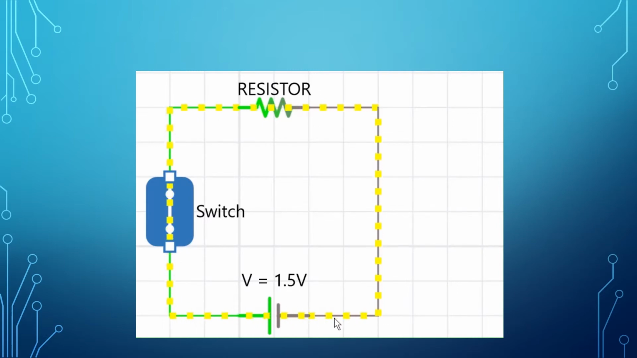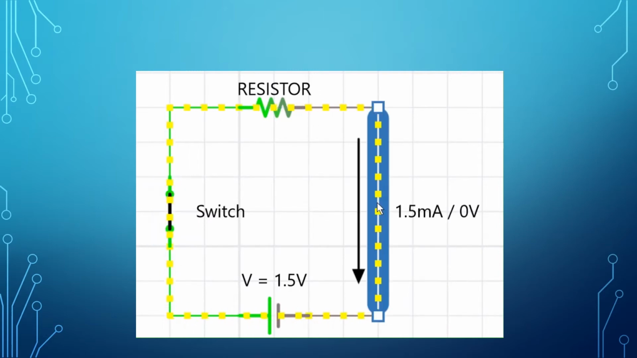So if I click right here, now, magically, we see that there is 1.5 milliamps. Remember, current is measured in amps. Well, a milliamp is 1,000th of an amp. So we have to move our decimal point over 3 places. So it'd be 0.0015 amps. But we're going to settle with our 1.5 milliamps right now.